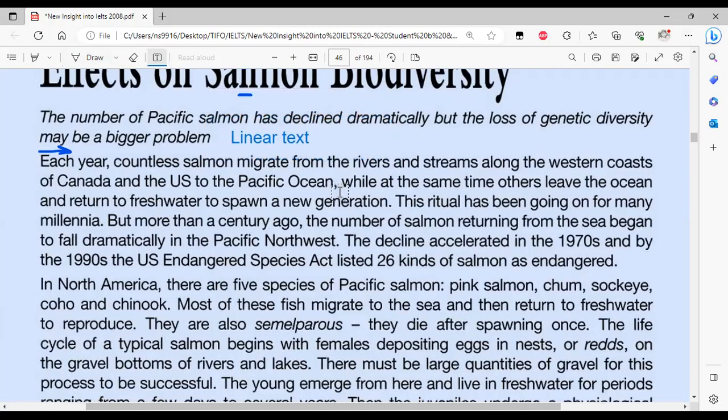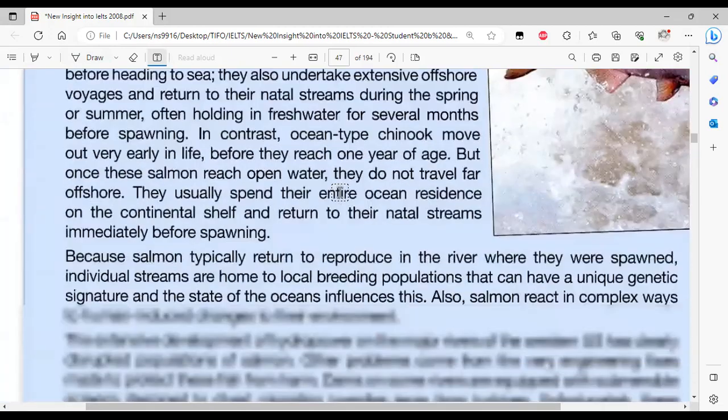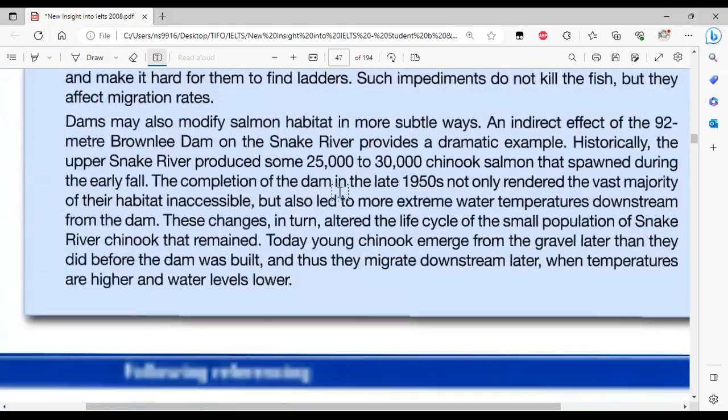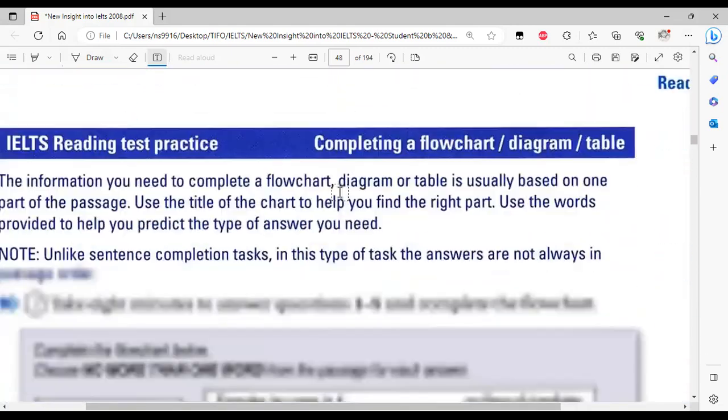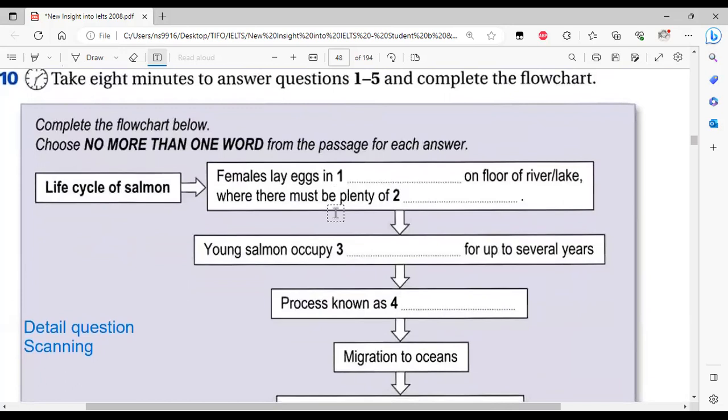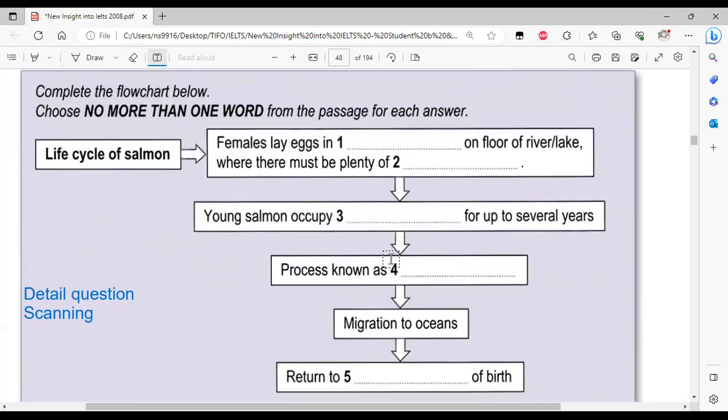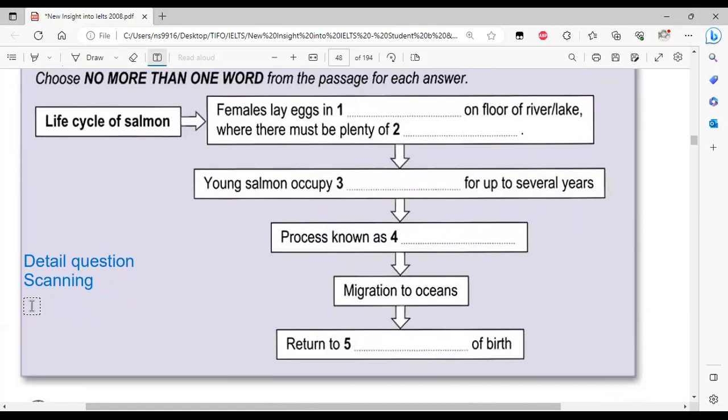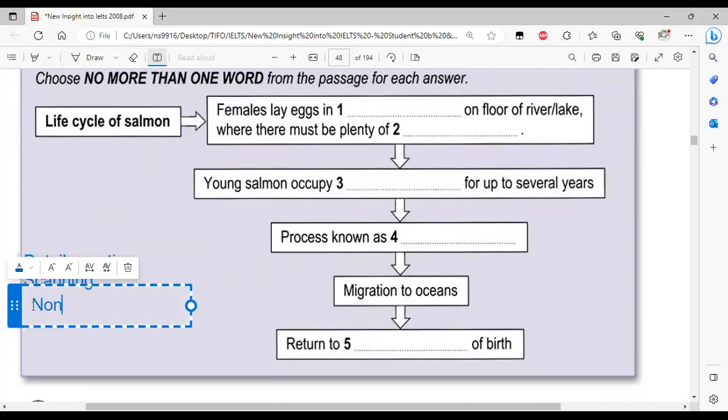Okay. The second one, it is not linear. Here we have boxes. Now I can, for example, read from here, from here. It's normal. These are just boxes. This is called a non-linear text. Here I don't have to read line by line.